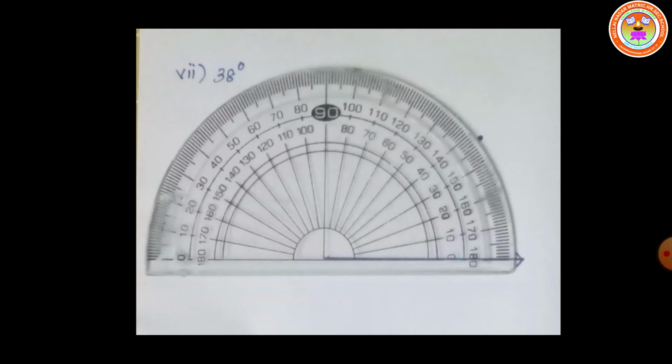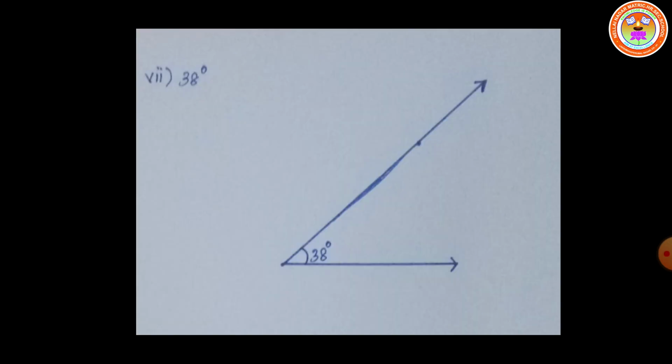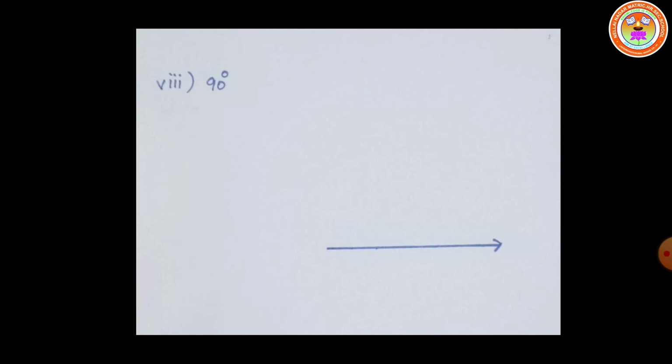Therefore mark that. Then remove the protractor and join by another ray. Then angle between these two rays is 38 degree. So mark the angle as 38 degree. Let us see the next one. 90 degree given. First you have to draw the base ray.